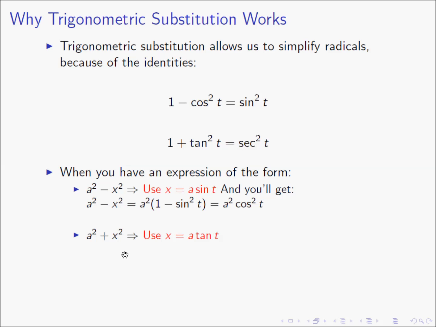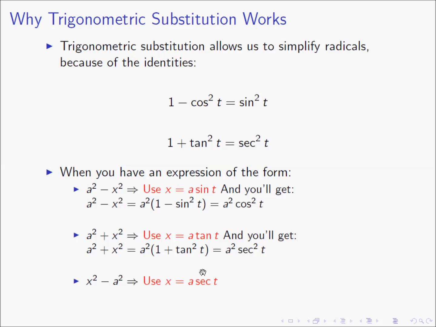The second case is when you have this sum, a squared plus x squared. Here the idea is to use this identity. So you take x equals a tangent of t, and if you do that substitution, you get that this is a squared times 1 plus tangent squared of t, and according to this identity, that is a squared secant squared of t.